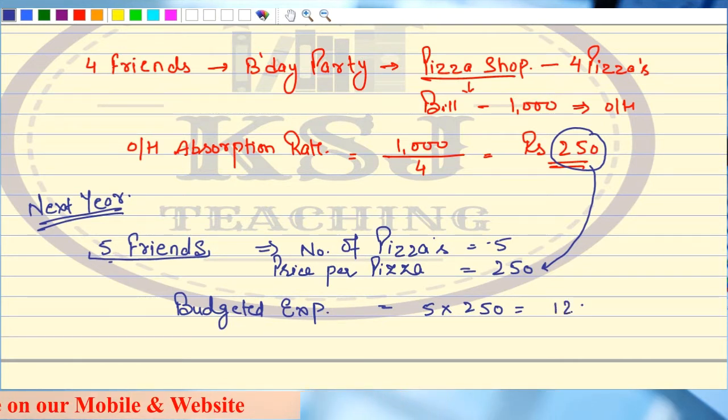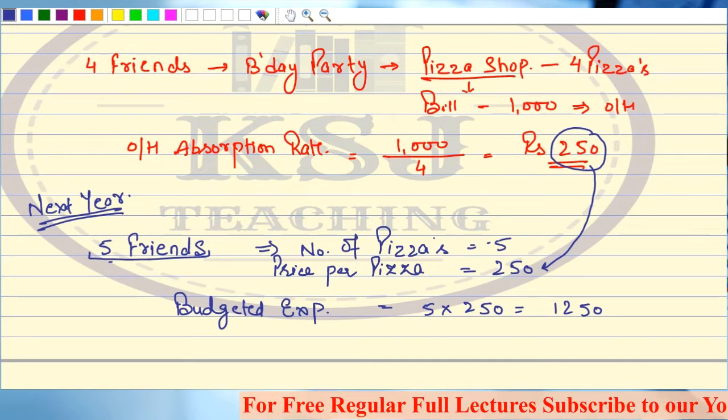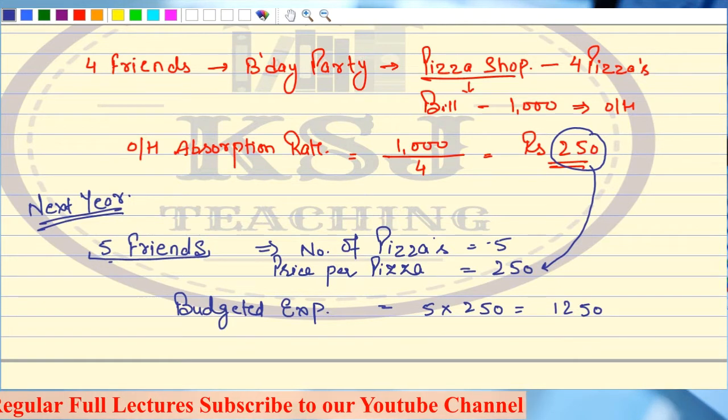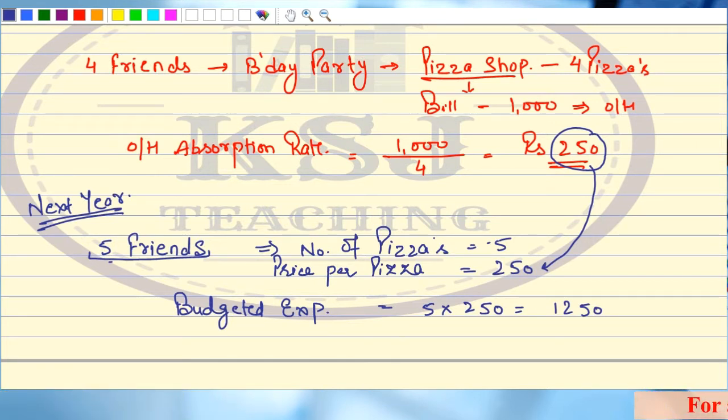So what you do is, you go to your parents, you say, Mummy, Papa, I will be going with 5 friends, 5 pizzas, price per pizza 250, give me 1250, right? So it's a birthday. Your parents will not deny you. Go, beta, have fun, right? So you took 1250 from your parents because you say it is 250 per pizza. 5 friends, 1250, nothing more required.